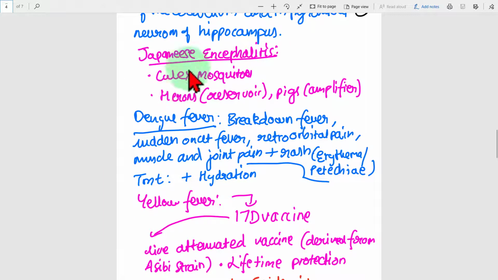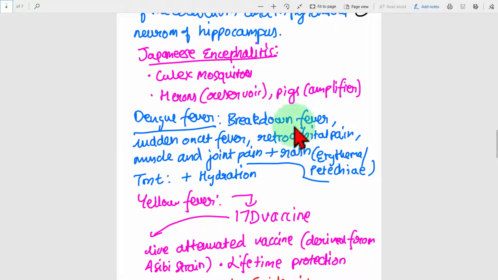Now moving ahead, we'll be looking at Japanese encephalitis. It is transmitted through the Culex mosquito, herons act as reservoirs, and pigs act as amplifiers.